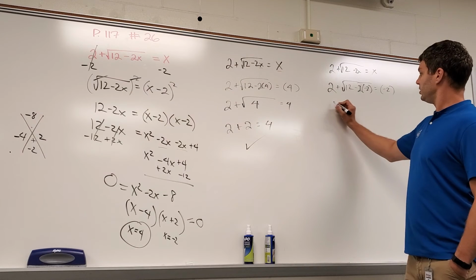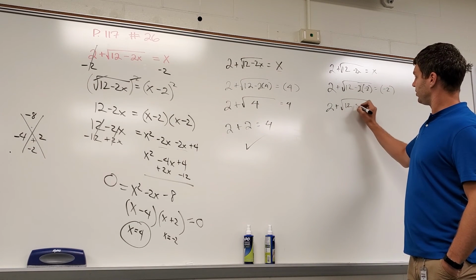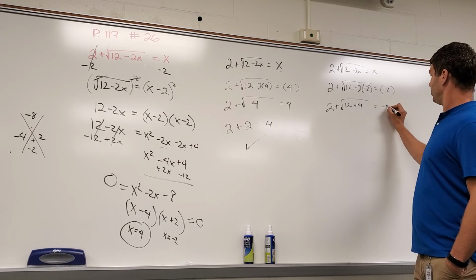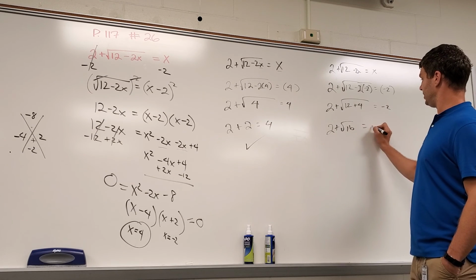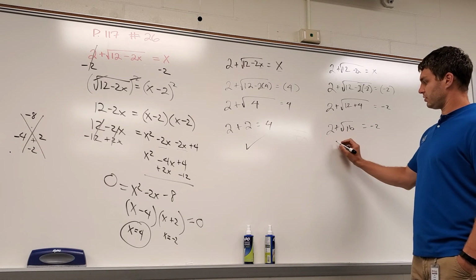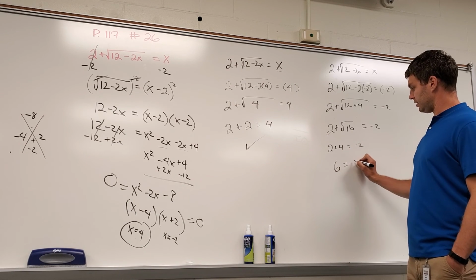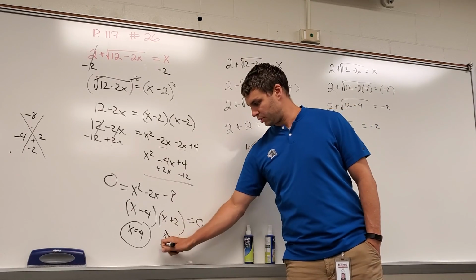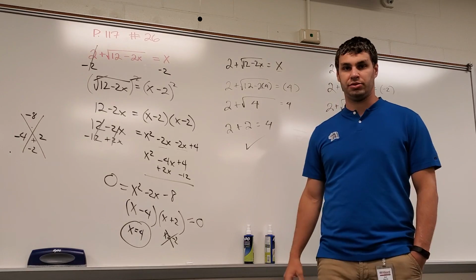All right, on this one, 2 plus the square root of 12 minus 2 times negative 2. Negative 2 times negative 2 is positive 4. 12 plus 4 is 16, so 2 plus the square root of 16 equals negative 2. The square root of 16 is 4. 2 plus 4 equals negative 2. This says 6 equals negative 2, which of course is not true. So this one does not work. It's an extraneous solution. Therefore, x must only equal 4.